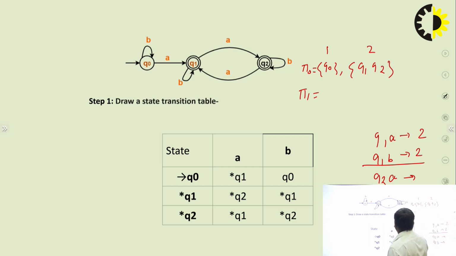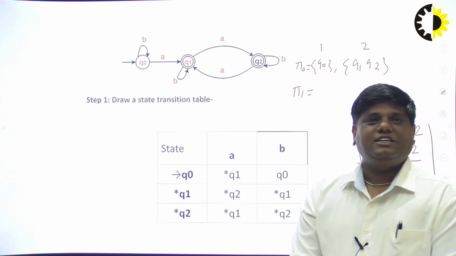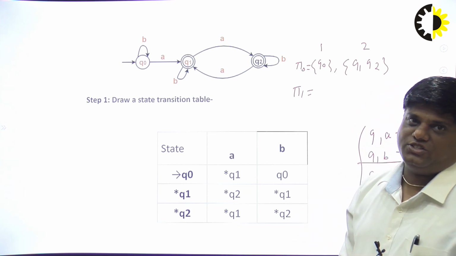Q2 on A is Q1, and Q1 lies in set number 2. And Q2 on B is Q2, and Q2 again lies in the same set. It means Q1 and Q2 have the same transition function. It means these two states are minimized into a single state.